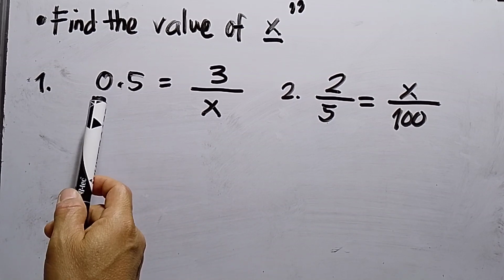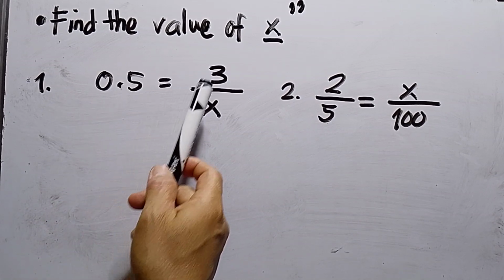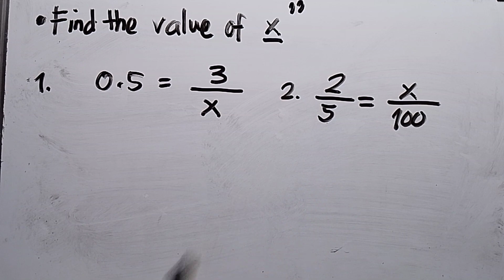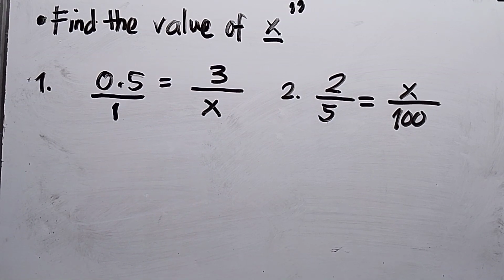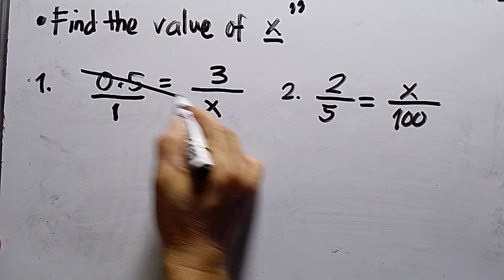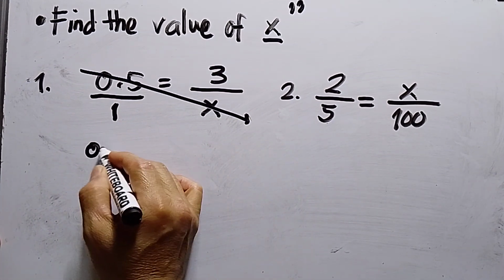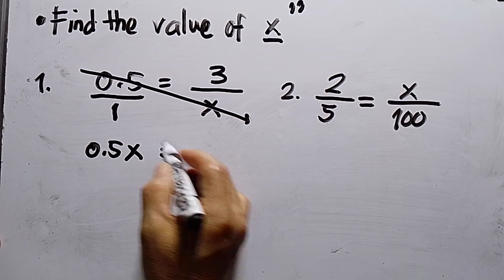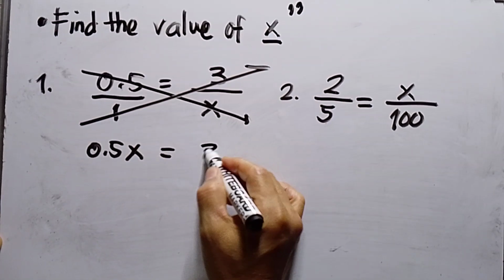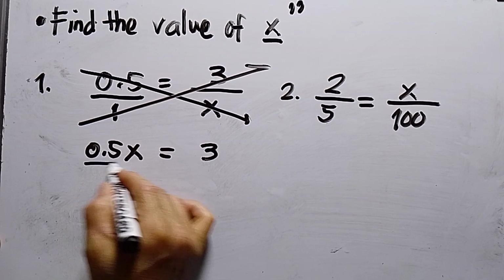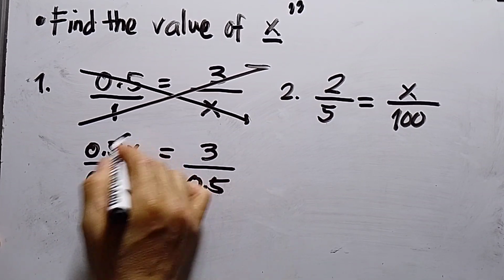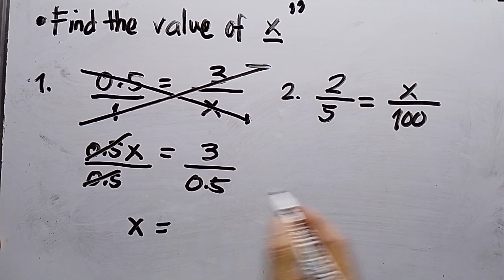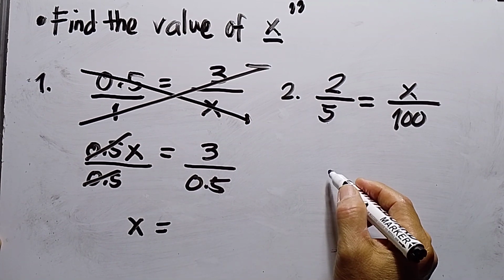So number 1, 0.5 is equal to 3 over x, and number 2, 2 over 5 is equal to x over 100. First thing to do is put 1 in here and then apply cross multiplication. So this will be 0.5x is equal to 3, because 1 times 3 is 3, and then divide 0.5 on both sides. This will be crossed out, so x will be 3 divided by 0.5.